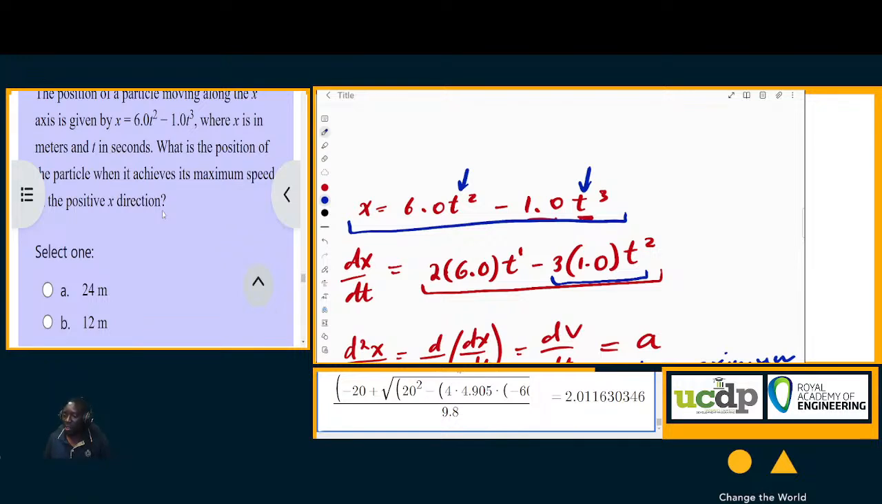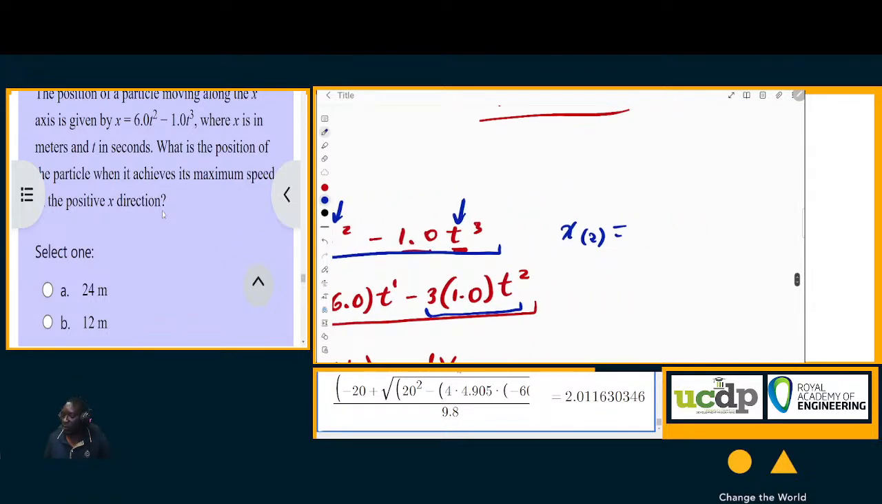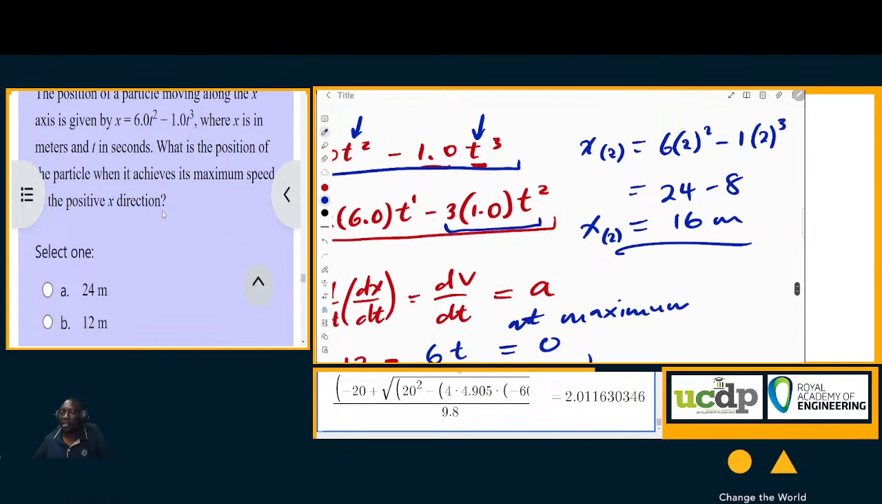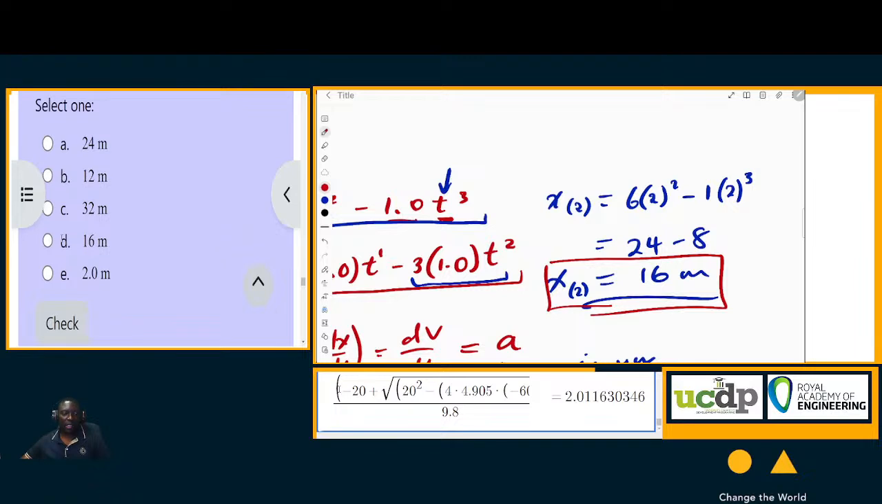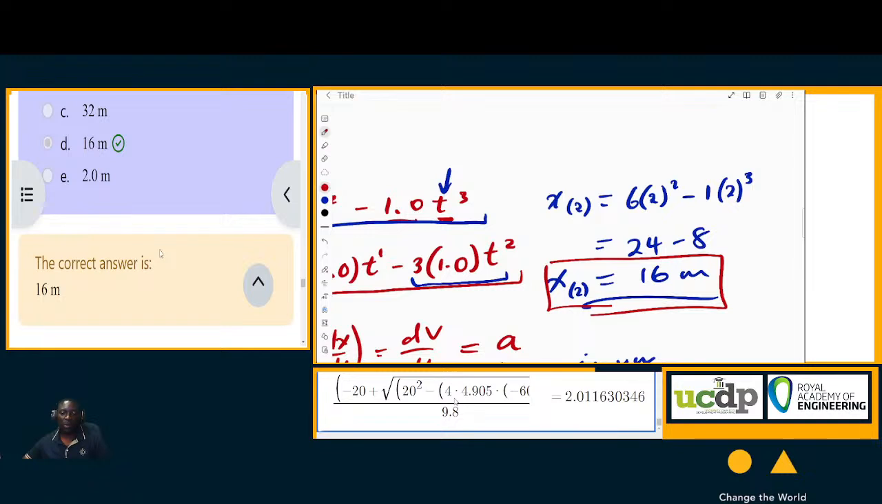At t equals 2, 16. Okay, so x for t equals 2 will be 6 times 2 squared, minus 1 times 2 cubed, which is 4 times 6, 24, minus 8, equals 16 meters. Wonderful. So when t equals 2, the displacement x is 16 meters. Do we have 16 meters there? It seems like we do, and that should be proper.